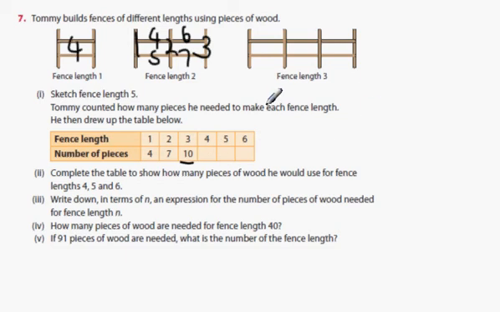Now we have to sketch fence 5. Fence 4 would look like this, wouldn't it? And fence 5 would look something like that. 1, 2, 3, 4, 5. 5 sort of vertical units. Alright, what's the difference here between these ones, guys? 3. The next one must be? After that? 19. Complete the table. Done.